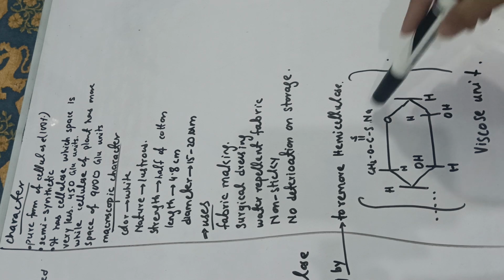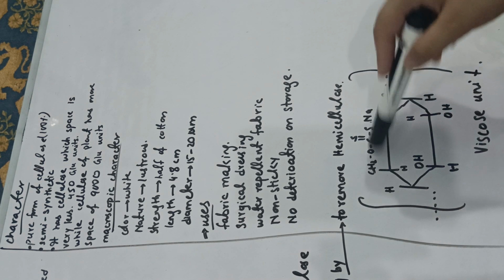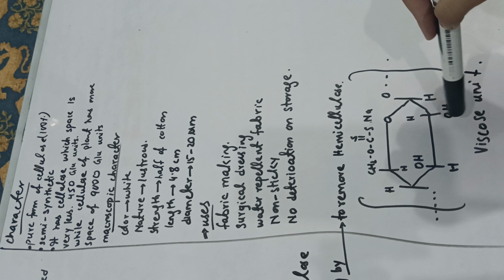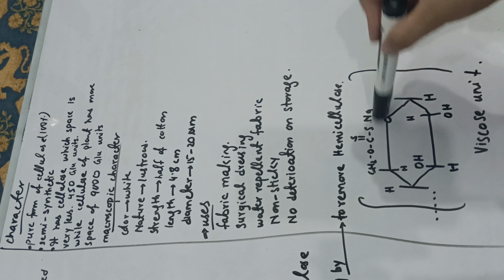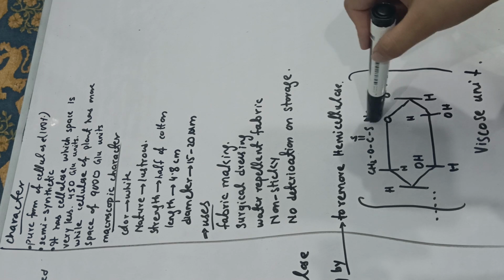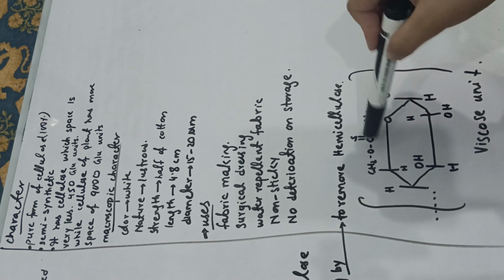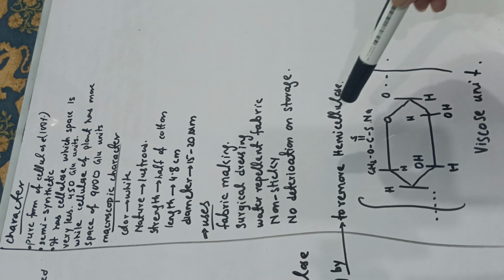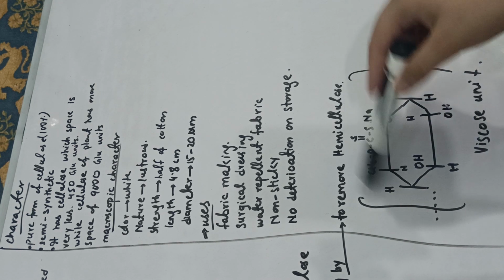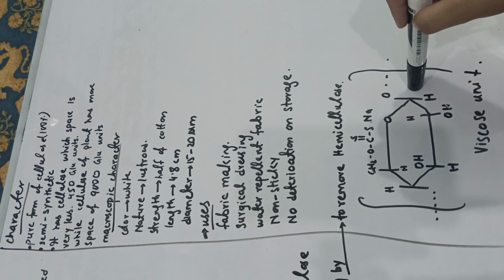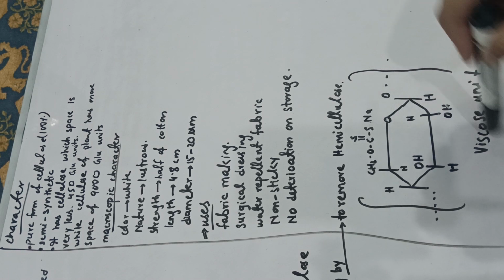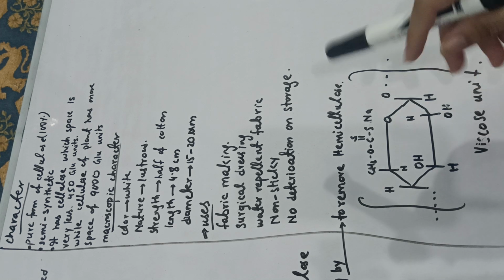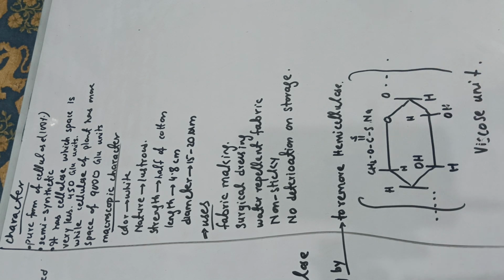At the last, I have drawn here a viscose unit. This structure is very similar to the glucose unit, the difference being due to washing it with NaOH and carbon disulfide and NaOH. These groups are added due to the washing with different kinds of chemicals, and at the last this structure is obtained, which is called sodium cellulose xanthate, which makes a viscose unit, and they have very little space between them.